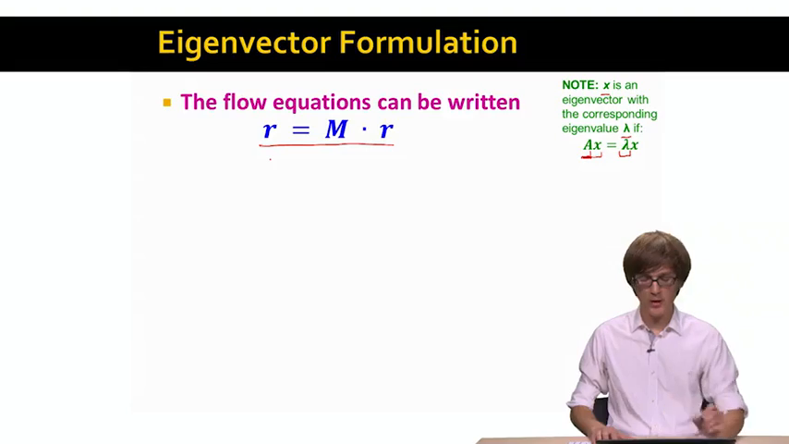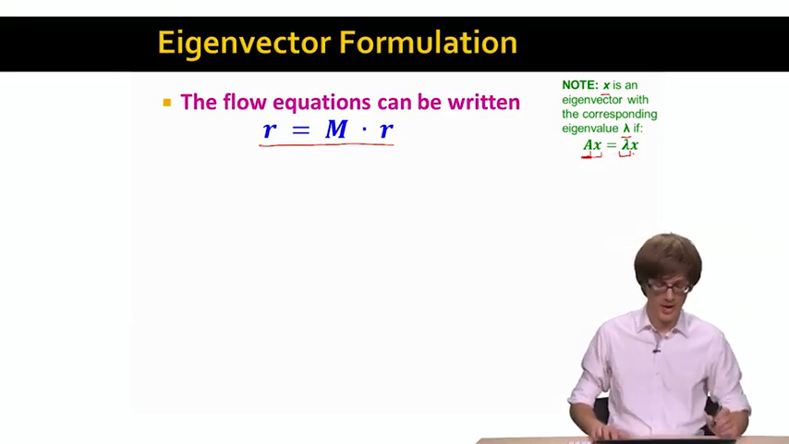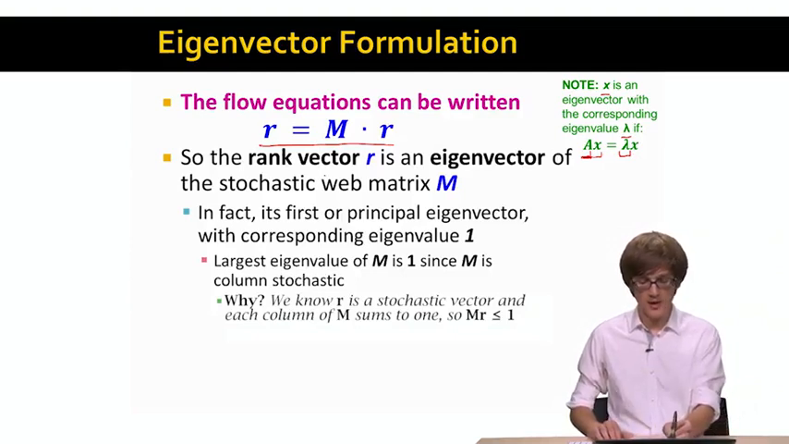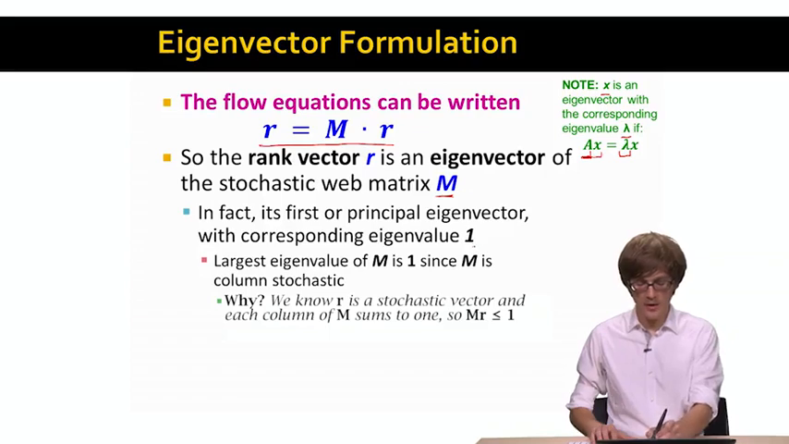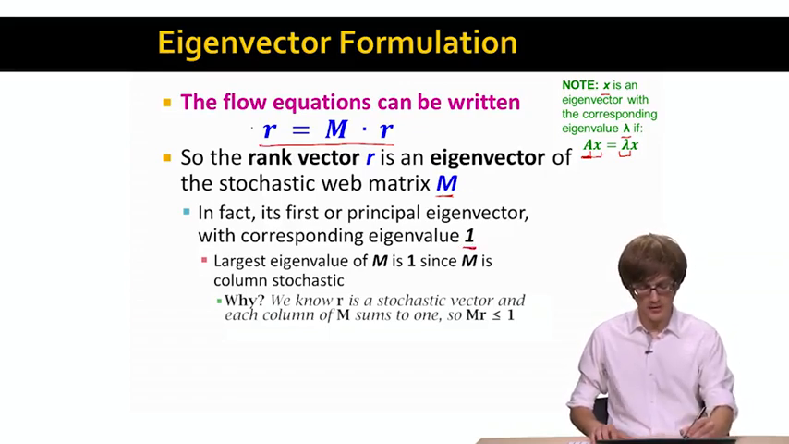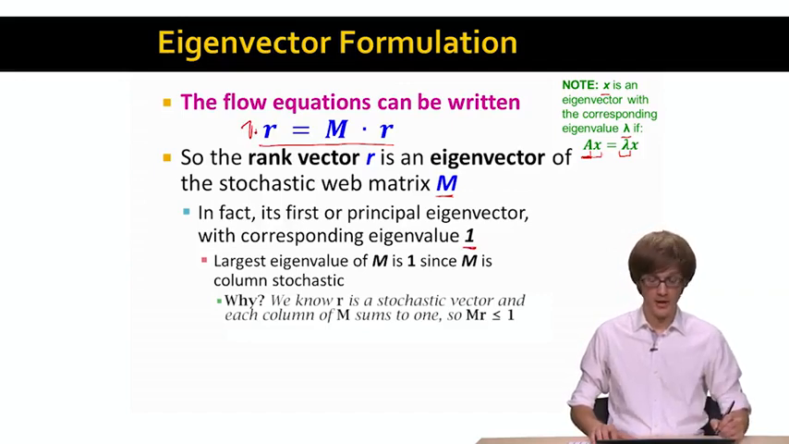Our equation looks very similar. We have M times R, which is the same as A times X, and then we say equals R, whereas before we had equals lambda X. What this means is that the rank vector is an eigenvector of the stochastic web matrix M. Another important fact is that it is a principal eigenvector, which means it corresponds to the eigenvalue with value 1. Here I can think that I implicitly multiply by 1 and my lambda is 1. In fact, the largest eigenvalue of M is 1 exactly because M is column stochastic.